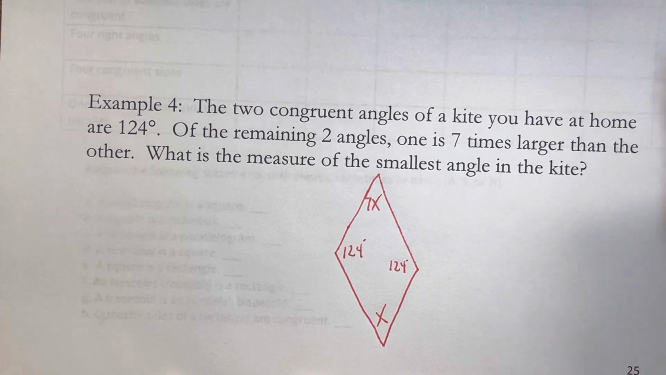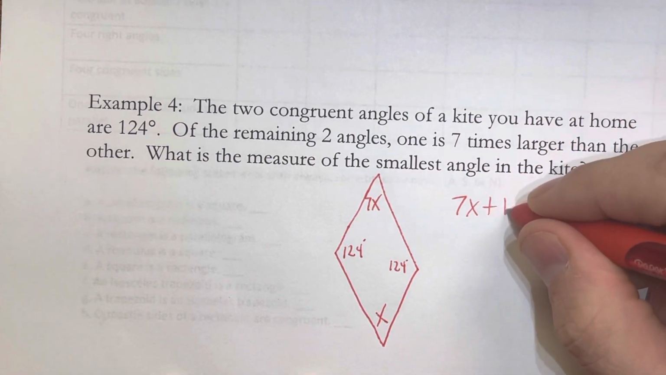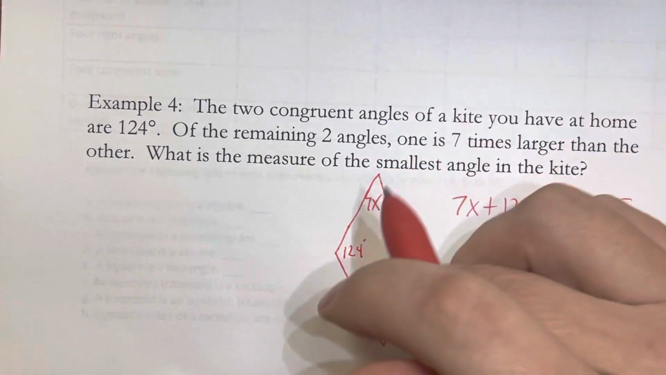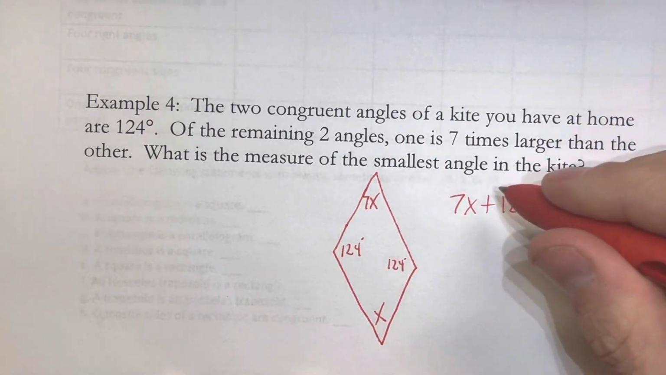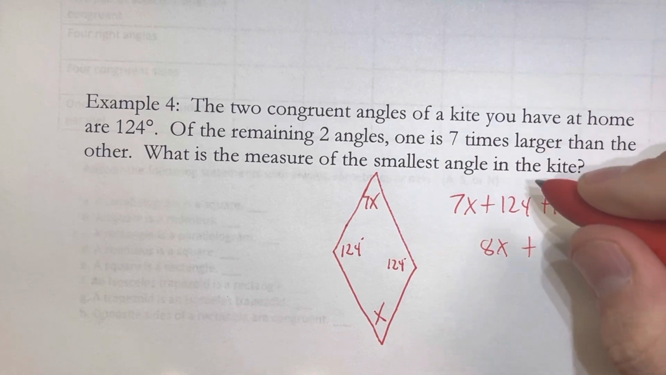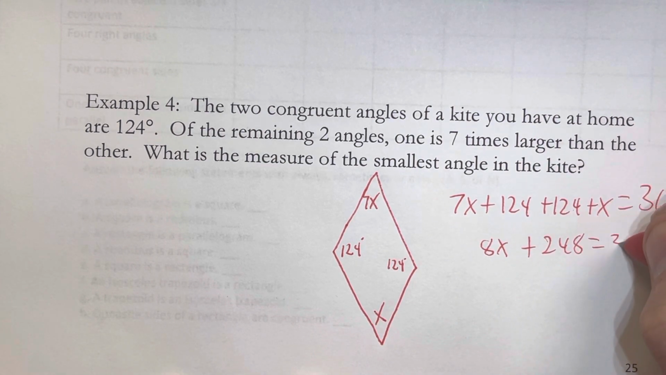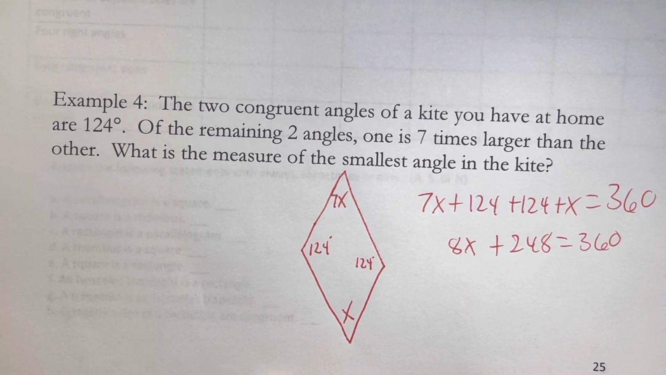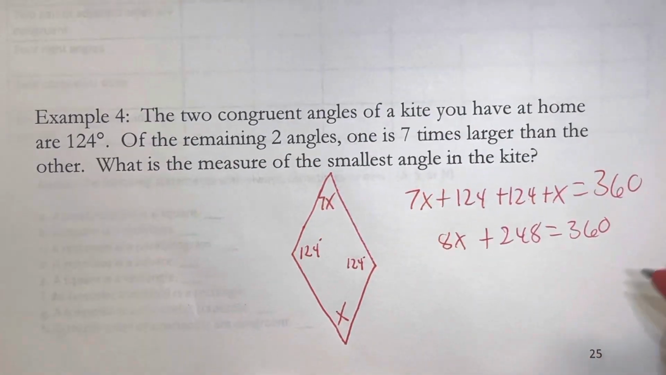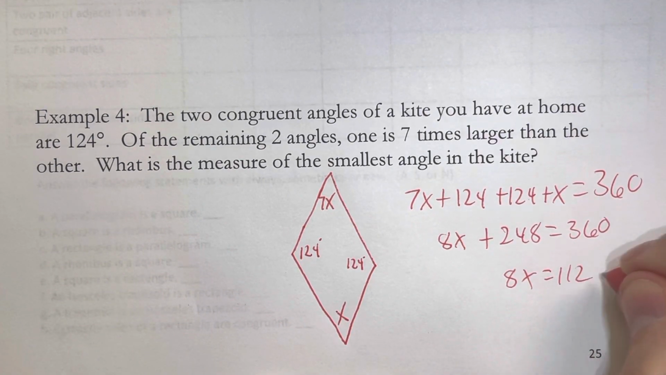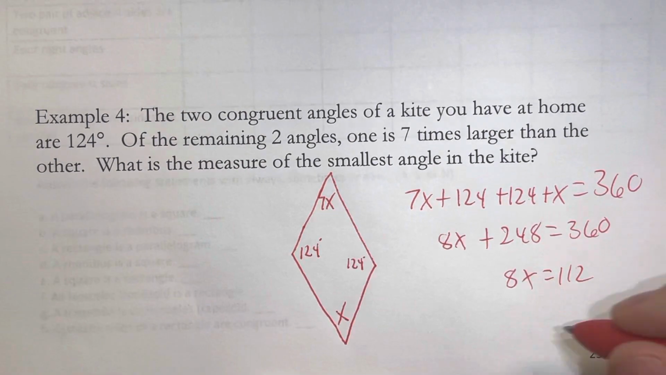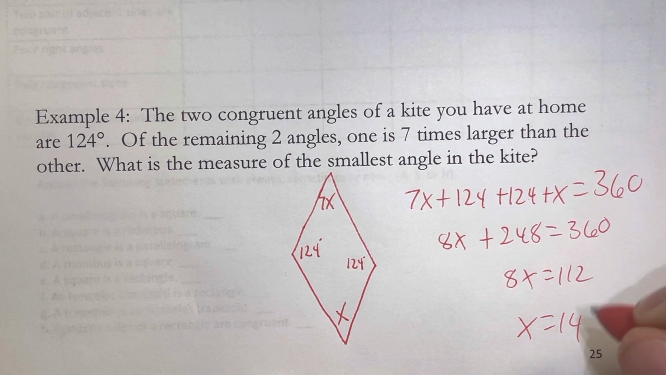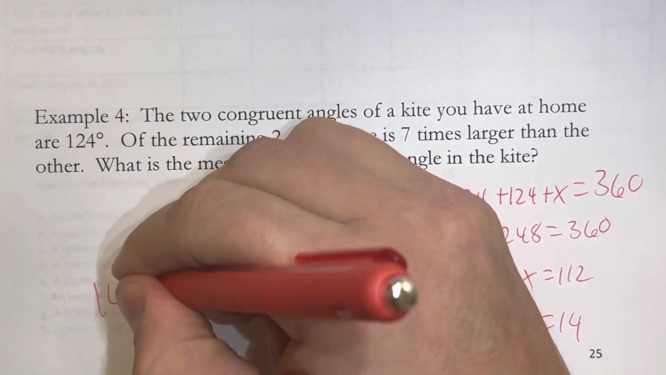Now we can set up an equation to solve. 7x plus 124 plus 124 plus x has to equal all four angles, 360. 8x plus 248 equals 360. Subtract our 248 and we get 112. And when we divide by 8, x is 14. So it said to find the measure of the smallest angle. The smallest one was x, so that's 14 degrees.